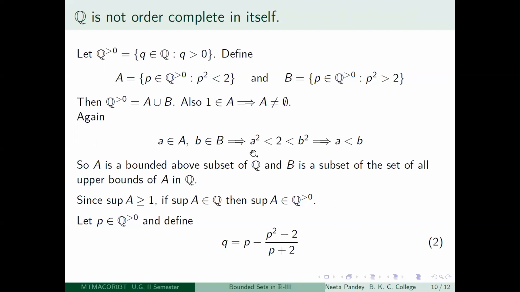Okay, so what have we seen? That if a belongs to capital A and little b belongs to capital B, then little a is automatically less than b. So if you take any little b in capital B, it is going to be greater than every element of capital A. Therefore, A is a bounded above subset. It is non-empty. So A is a bounded above subset of Q. Not only that, you have also seen that every element of B is an upper bound of capital A, right? So my ambition is that I will show that it will not have a supremum. It will not have a least upper bound.